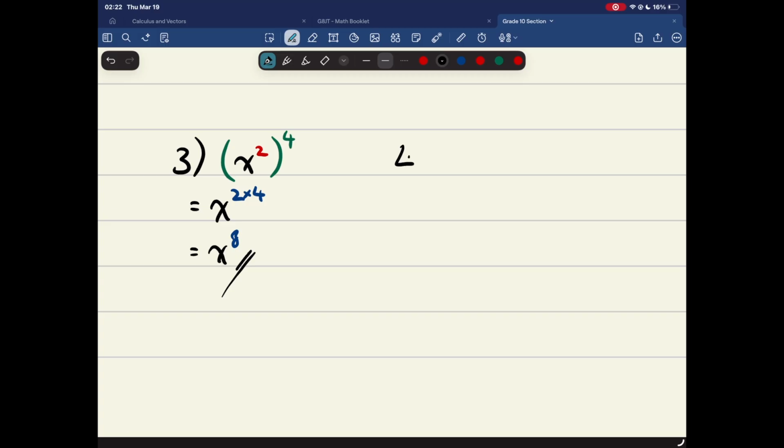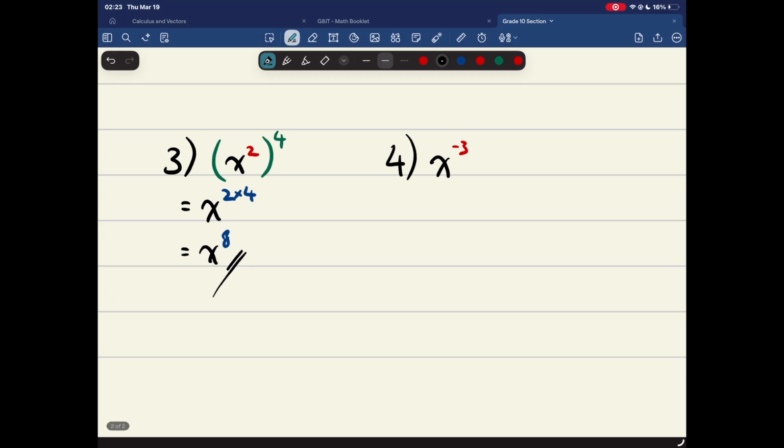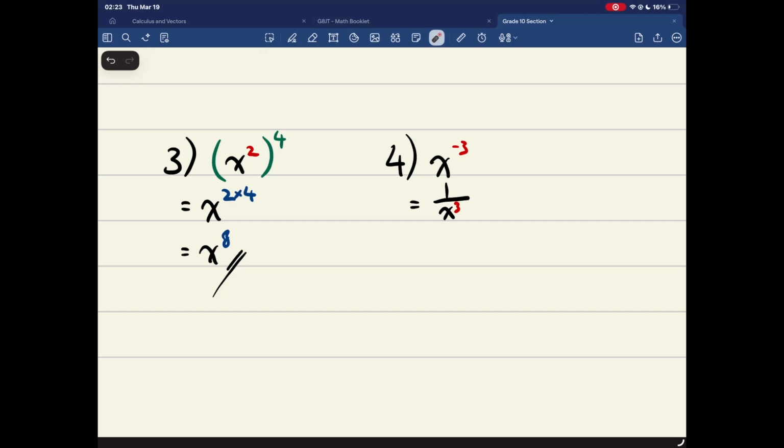And for the last question, let's see, we'll have x to the power of -3. According to the negative exponent law, it states that it'll become a fraction of 1 over the thing. So it equals 1 over x to the power of 3. Because you already moved the x to the denominator, the negative sign will cancel.